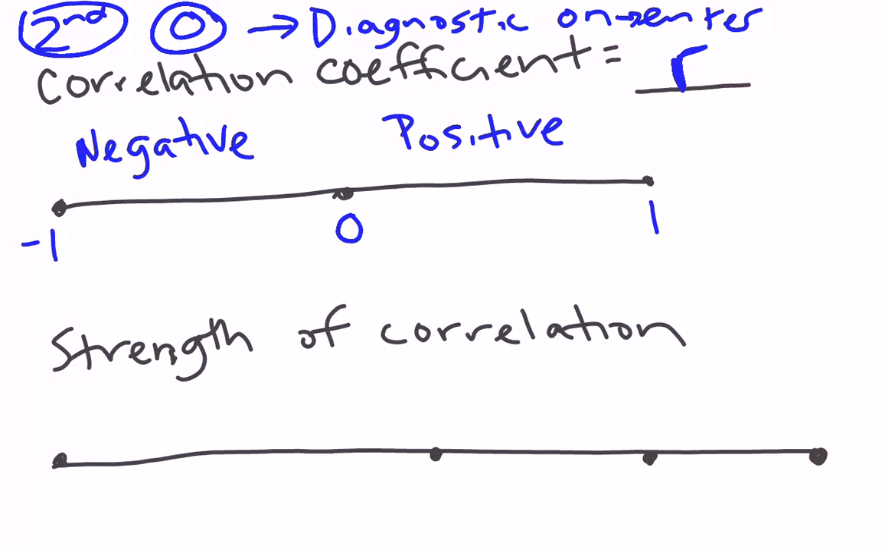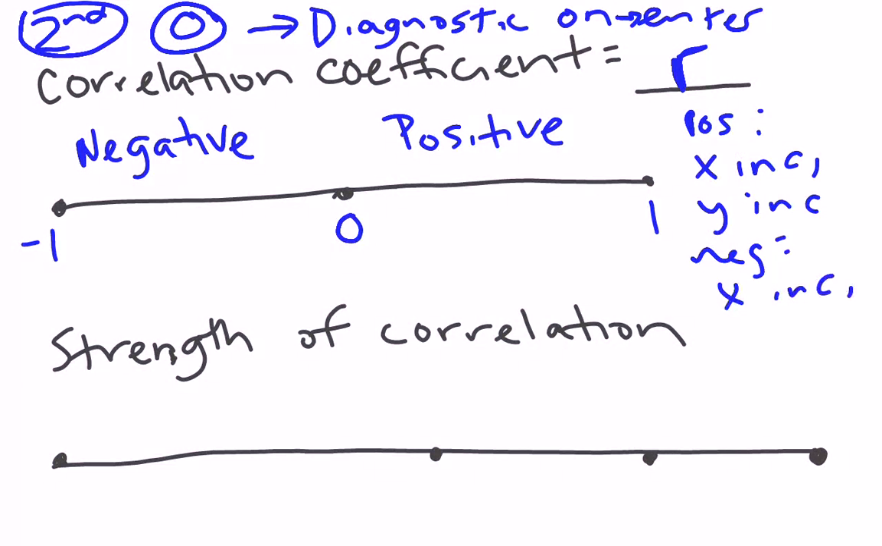So I'm just going to write a little note here. A positive correlation means as x increases, y increases. A negative correlation means as x increases, y decreases.